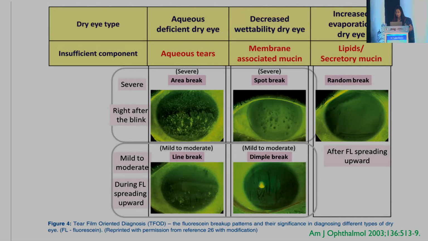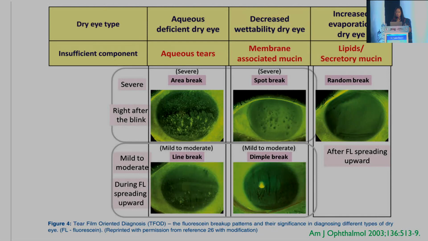Now, this is a very important chart which I am showing. It helps us classify which type of dry eye is present in the glaucoma patient, and then accordingly you can treat. The first column is aqueous deficient dry eye, and the first picture has many areas of break. If after the first blink you can see these areas of break, it is definitely severe aqueous deficient dry eye. Whereas if you see a line break, as in the lower photograph, it is a mild to moderate aqueous deficient dry eye, so you need to add lubricants as per the patient's need.